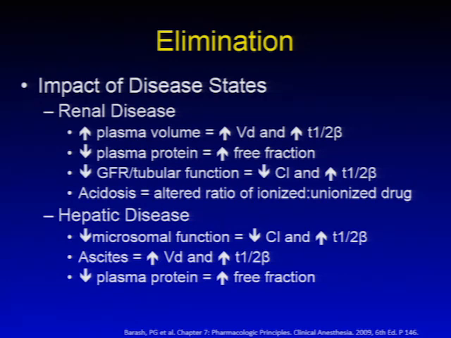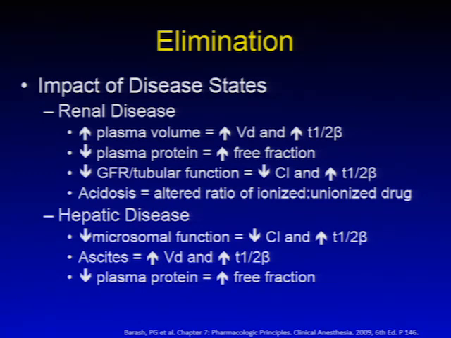Additionally, patients with renal disease often have lower levels of plasma protein because of spillage into the urine, which can increase the free fraction of drugs in the plasma, thus leading to a possible relative overdose of drug. These patients are also usually acidotic, which can alter the ratio of ionized to unionized drug, and thus profoundly affect a drug's pharmacokinetics. In patients with hepatic disease, these patients have decreases in microsomal function, which decreases the clearance and increases their beta elimination half-life.